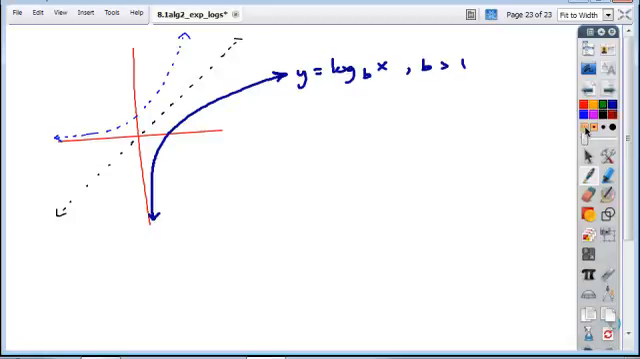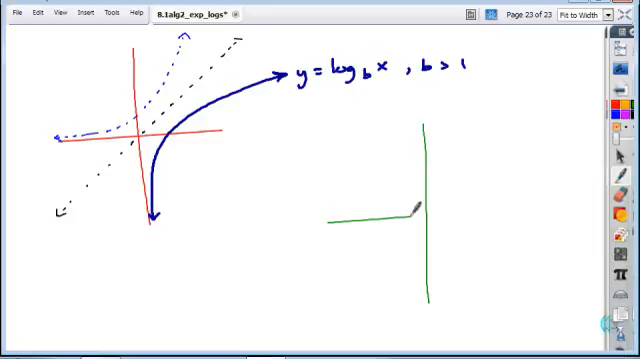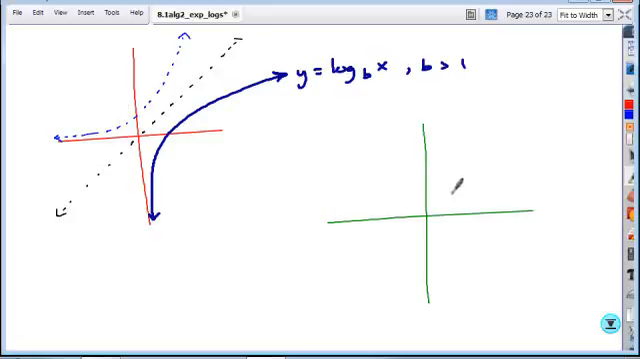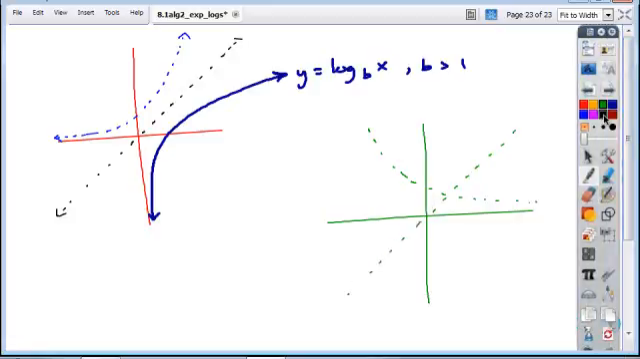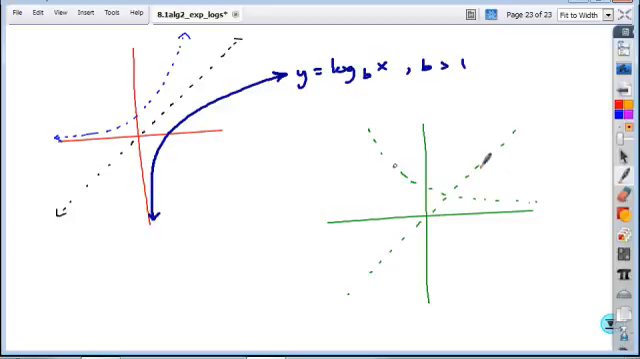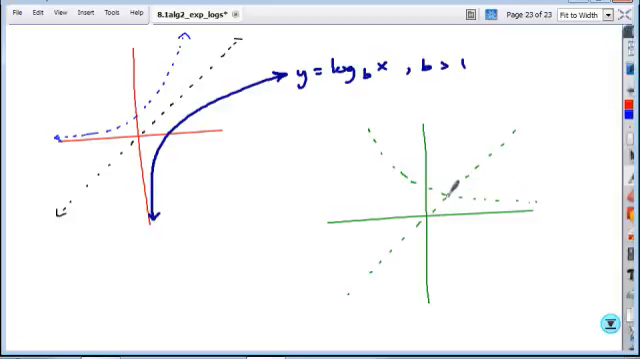So if instead of this being a growth function, we had started with a decay function, which would look like this, and then we reflected it across y equals x to get our inverse, the graph would look like the following. This part gets reflected down here, and this part right here gets reflected up here. So this would be the graph if b is between 0 and 1.